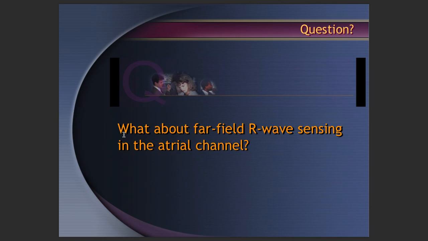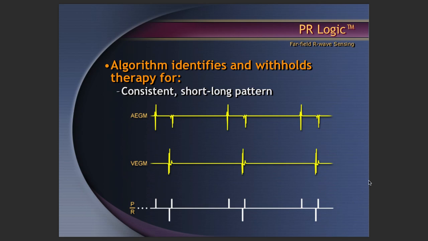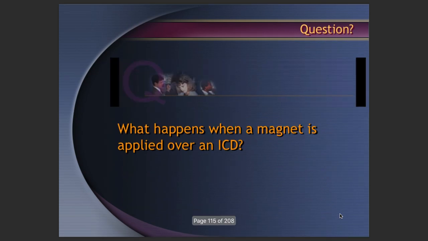So what about the far field R wave sensing in the atrium channel? The logic of far field R wave sensing is that they try to identify it and also withhold the therapy, for example, for a consistent short-long pattern. So what is happening over here? We can notice that in the atrial EGMs, there is a ventricular far field which is recorded over here, right? This is a big A, which of course is the atrial recording, and there is a smaller ventricular far field. Similarly, the same thing is happening over here as well.